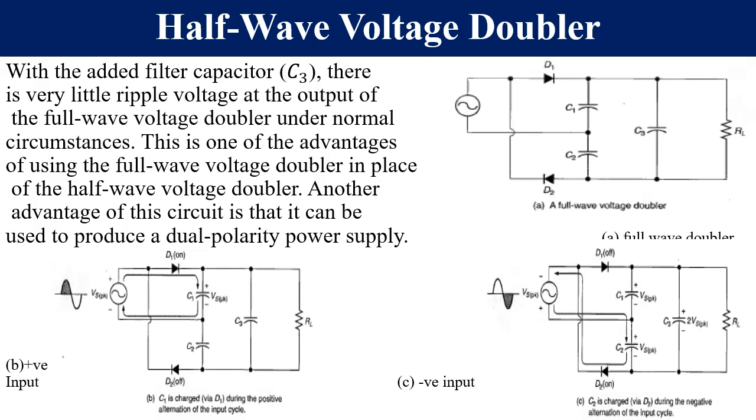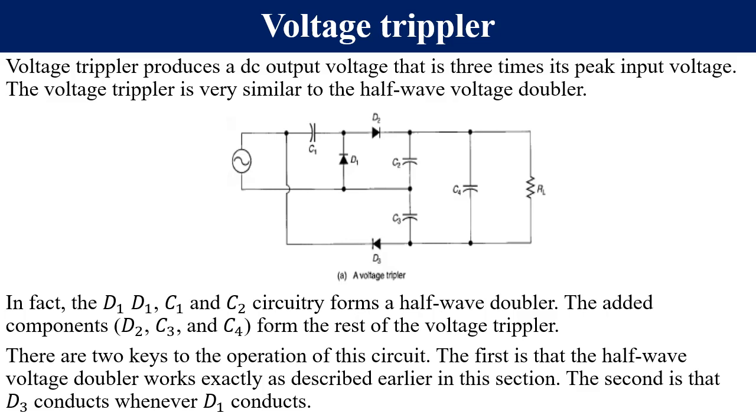So we are going to have the output. Please take note that capacitors C1 and C2 are connected in parallel with C3 and in parallel with the load. This means that the output at the load is equal to 2 times the capacitor voltages, which is 2 times the supply peak voltage. So we have finished the half-wave voltage doubler.